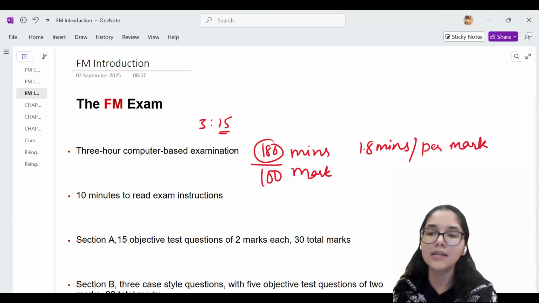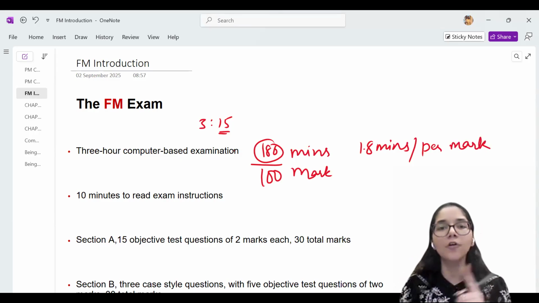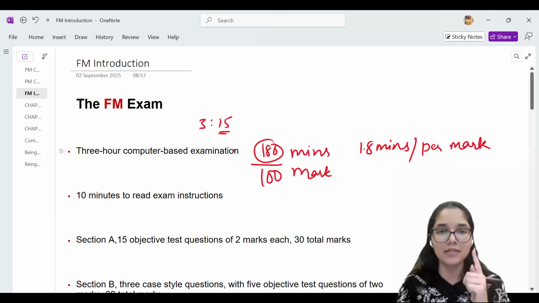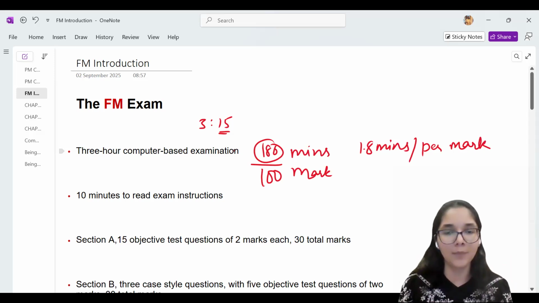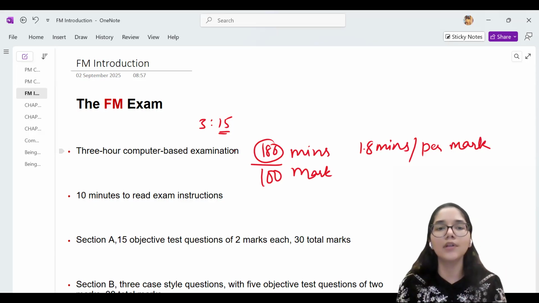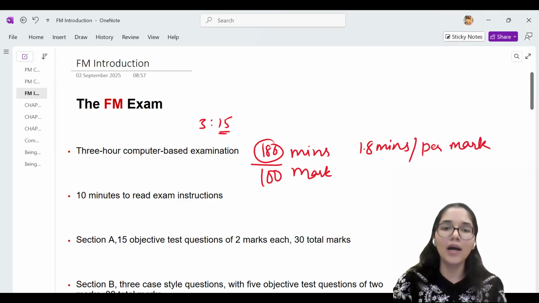What does that mean? For each and every mark of question that you're solving, if it's a two-marker question, you've got roughly 3.5 minutes to solve that particular question. If you're taking more than that amount of time, then you are supposed to move ahead. You will not be spending more time over there. So this is about the duration of the exam.